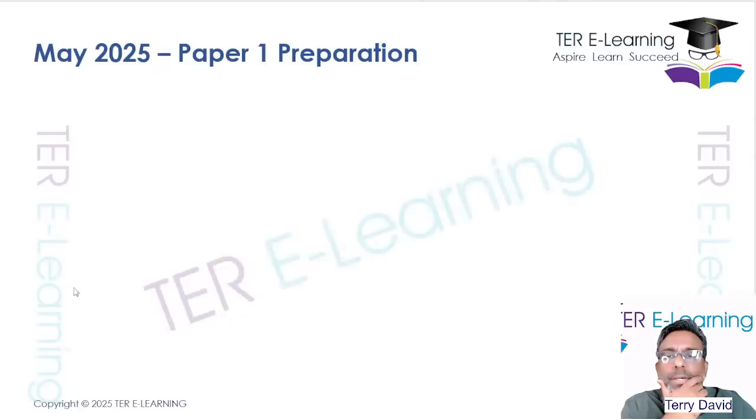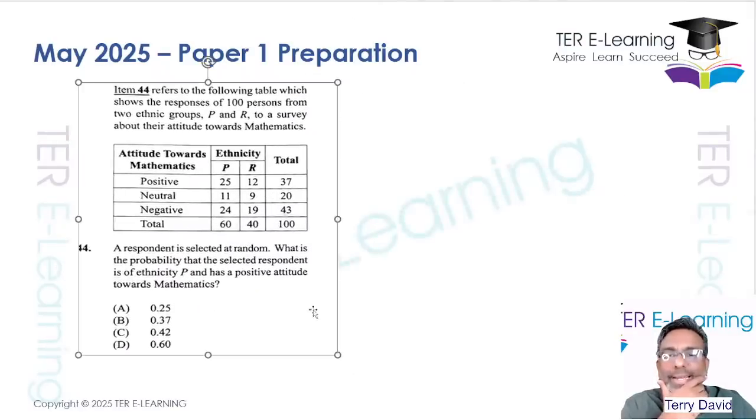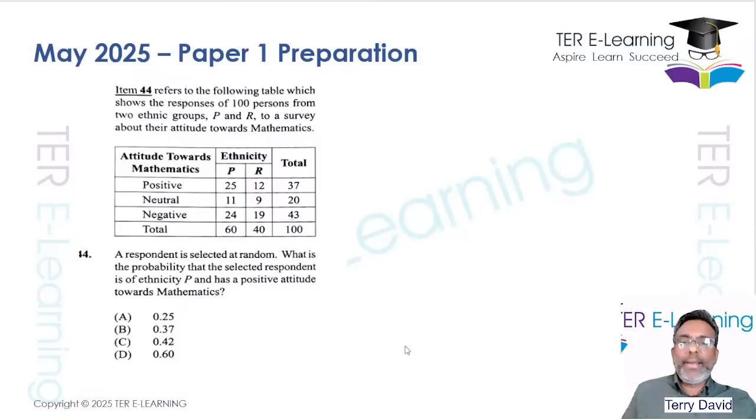Our next one here, right? I do not like this question at all, but it's here. The table shows the responses of 100 persons from two ethnic groups, P and R, to a survey about their attitude towards maths. So we have positive, neutral, negative. We have the two ethnicities, P and R. A respondent is selected at random. What's the probability that the selected respondent is of ethnicity P and has a positive attitude towards maths? What is the answer for this one?